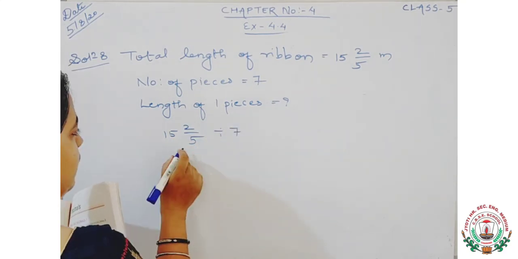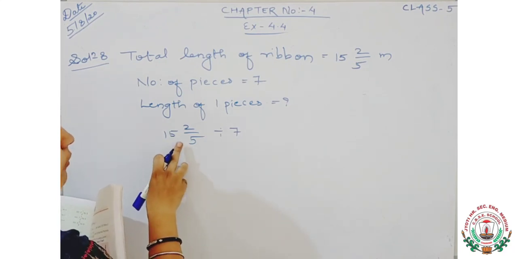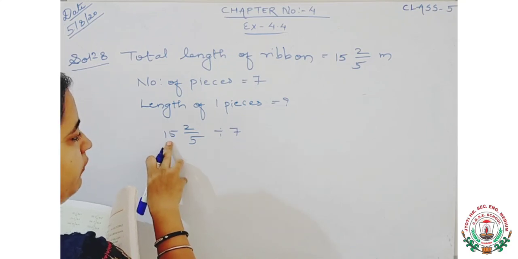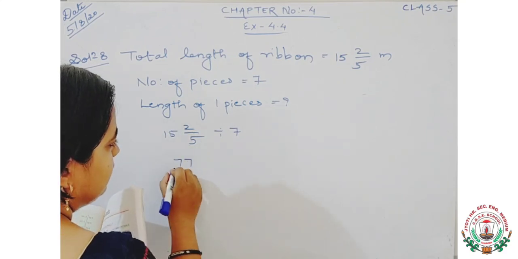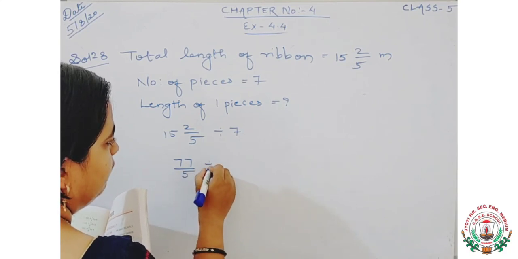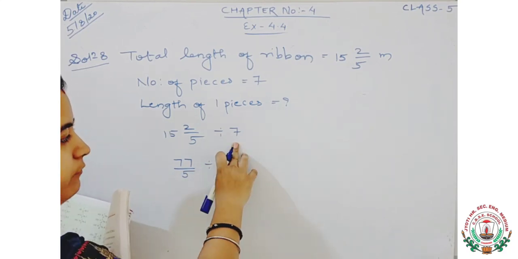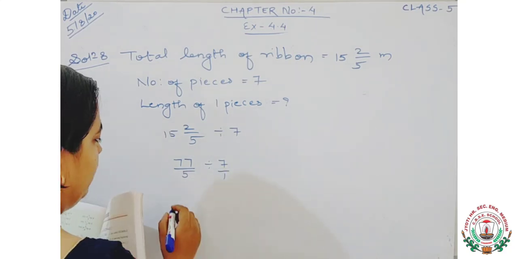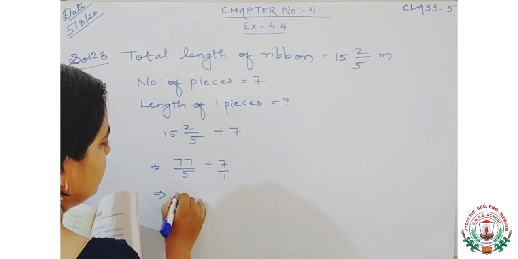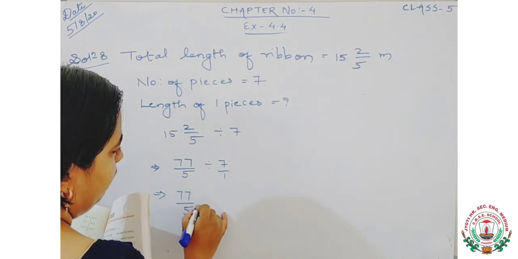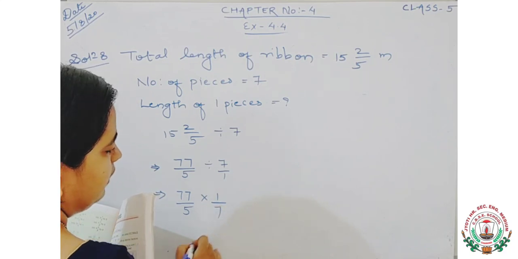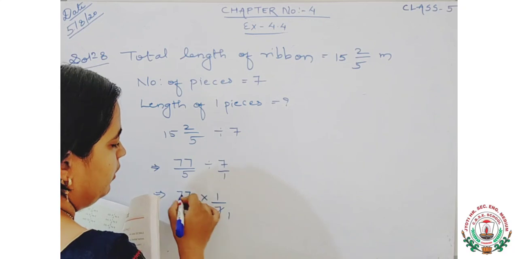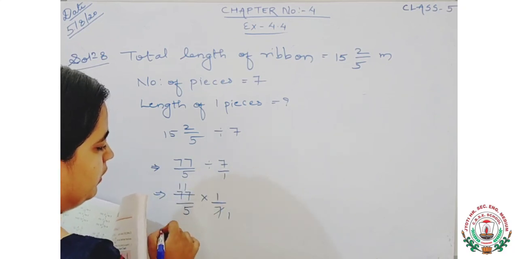Now this is a mixed fraction. First we will change this. 15 5s are 75, plus 2 is 77 upon 5, divided by 7. I have many times told you if the denominator is empty you can write it as 1. Okay. Now change the division sign. 77 by 5 into 1 upon 7. Now see whether any can be cancelled out. Yes. 7 ones are 7.